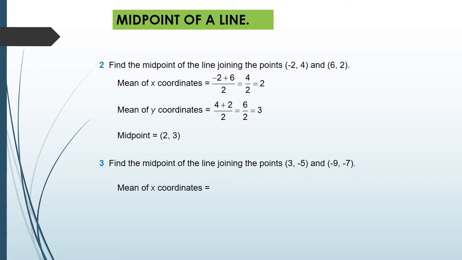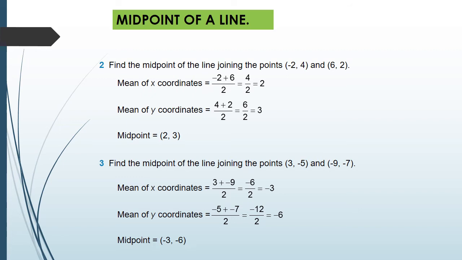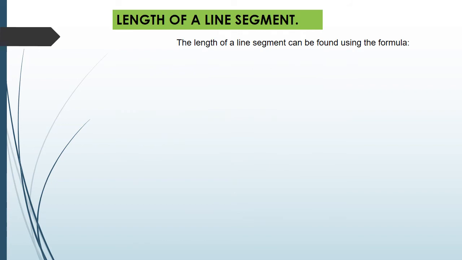We do the same for the third one. That gives us minus 6 over 2, which is minus 3, and then minus 12 over 2, which is minus 6. So the coordinates of our midpoint is (-3, -6).